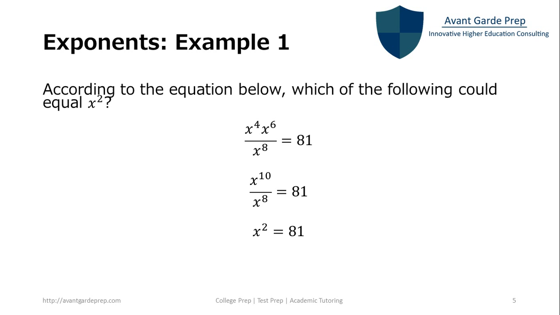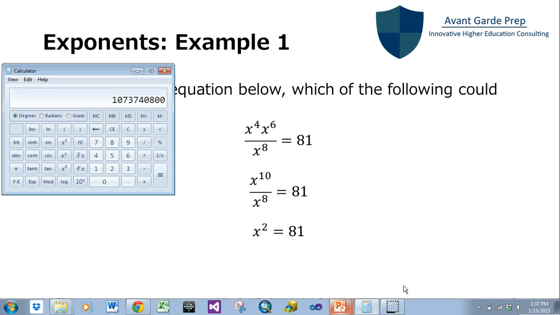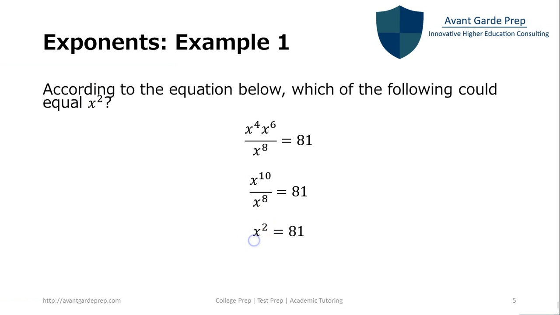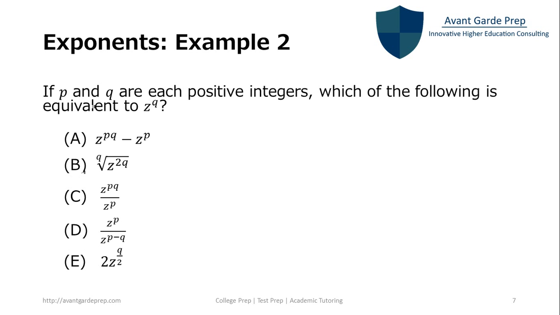And if we take the square root of 81, let's go ahead and get our calculator out. So we have 81 square root, and that's going to give us 9. So x equals plus or minus 9. And if we look at the answer choices, answer choice B is positive 9. So x squared could equal 9. Let's take a look at the next example problem.